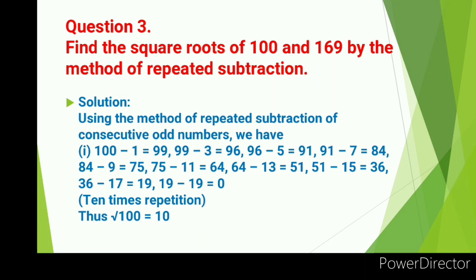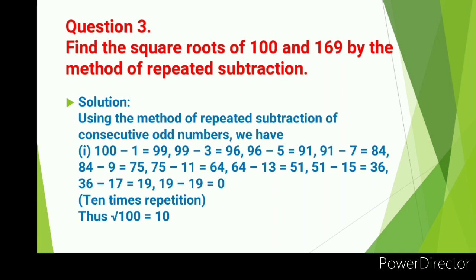Next, question 3. Find the square roots of 100 and 169 by the method of repeated subtraction. From this question onwards we are going to find the square roots. Here the method is repeated subtraction. It is not our usual method, okay. But in this method also we can find the square root. We should subtract odd numbers, only odd numbers, and they should be consecutive odd numbers.